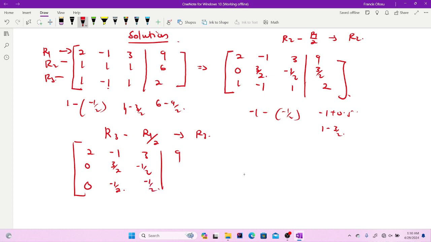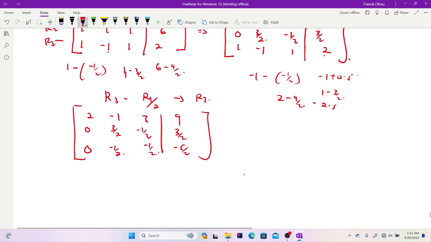Then I'll come here. This one has 3 over 2 here. So the last one, I'll have 2 minus 9 out of 2. So 2 minus 4.5, and that is giving me negative 2.5, which is negative 5 over 2. So that gives us this, and we are almost done with our forward elimination. We are left with removing this here. So how do I remove this here?